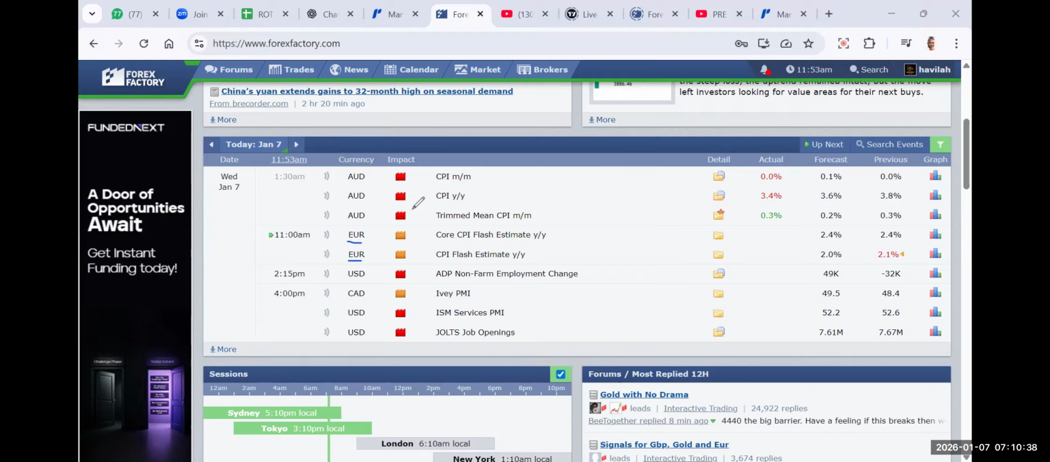By 2:15 p.m. today, there will be news from the United States, and that will be the ADP non-farm employment change. This will come by 2:15 p.m. Though the afternoon session analysis will actually address the direction for this one better, I'm just mentioning it since it's already on the list of events for today. And later today by 4 p.m., there will be Canada Ivey PMI, ISM Services PMI from the US, and JOLTS job openings. So it's also very good for you as a trader to take note of these events and the time they'll be released, because it can help you to manage your trade.